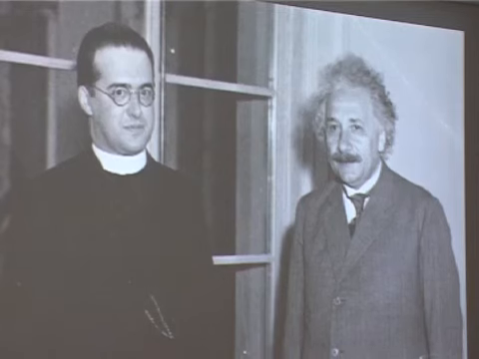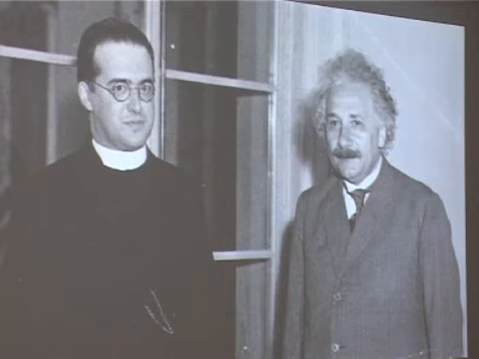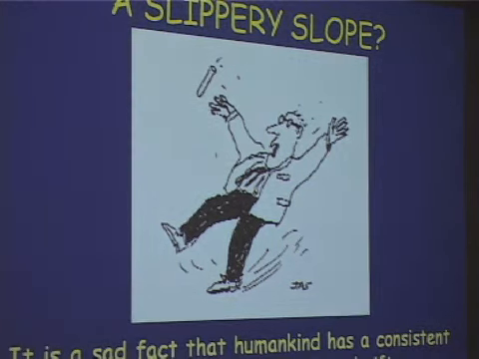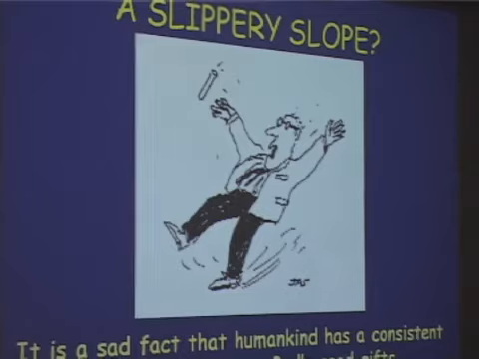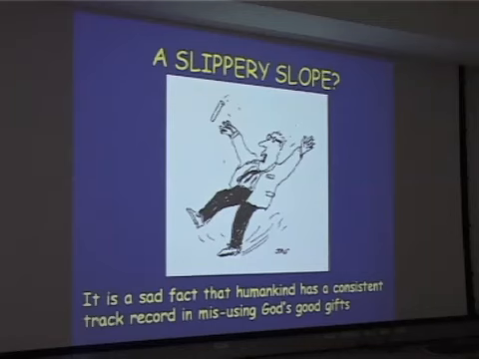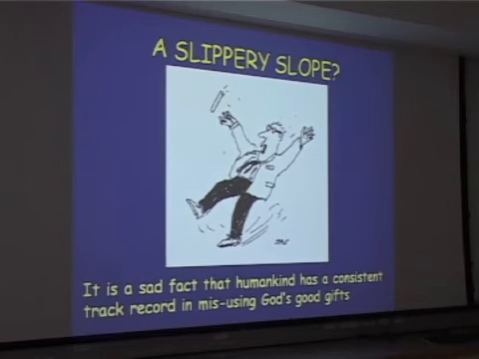Again, there is some genetic input into intelligence. There's quite a high heritability, but we cannot identify any single gene that's got more than a minor effect. So, again, beware the hype. So are we on a slippery slope? Well, I think all of us, of all religious persuasions, would agree it's a sad fact that humankind has a consistent track record in misusing God's good gifts. And if there is a slippery slope, then we jolly well better get our ice axes out fairly soon.